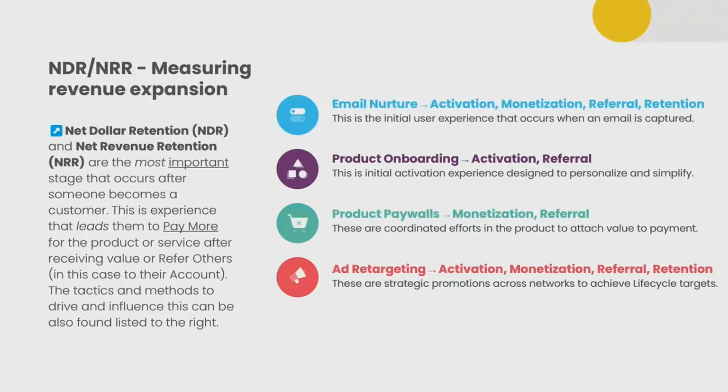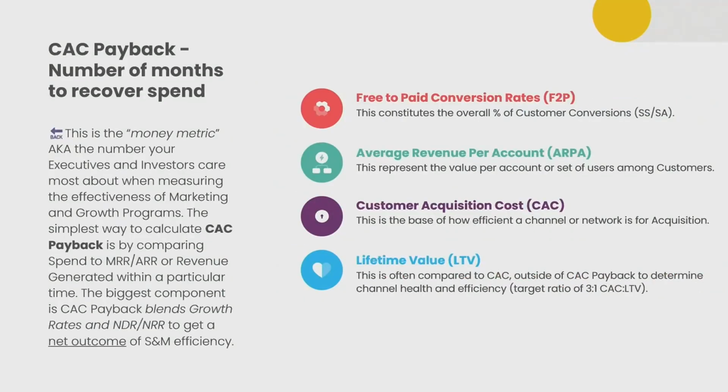Lagging indicator is revenue. Net dollar retention and expansion, that can be influenced in all these different categories of life cycle. And then payback, this is the money metric. This is typically what investors care about, the board cares about, execs care about, all that good stuff. All of them matter, but again, CAC payback is probably one of the bigger ones.